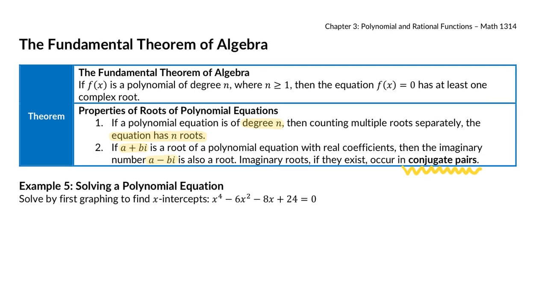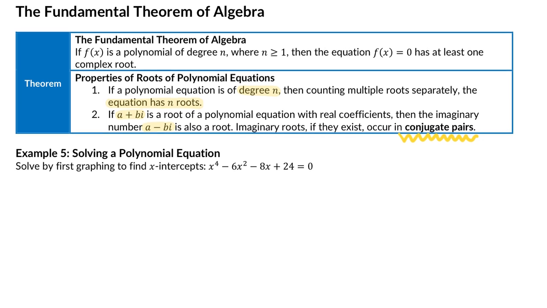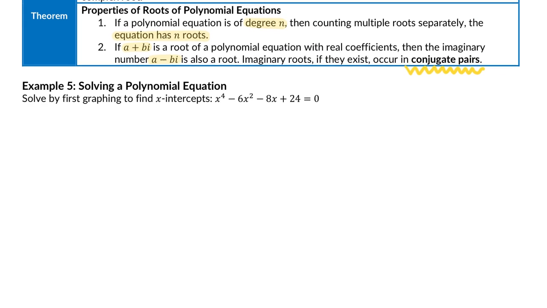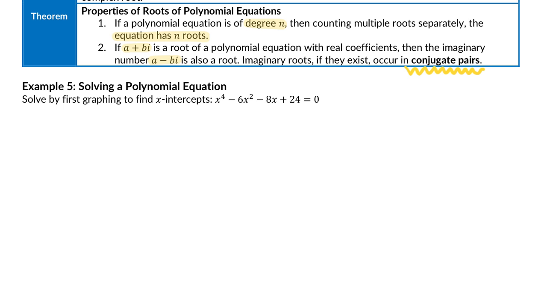Now, this problem, example 5, gives us a bit of a head start. It says solve by first graphing to find x-intercepts. So somebody who has a calculator already out on their desk, can you please graph what this function looks like and tell us where it crosses for sure the x-axis? Yeah, if we're looking at that picture of the graph, where does it for sure cross the x-axis? At 2. So we know at least one of the zeros is at x equal to negative 2.